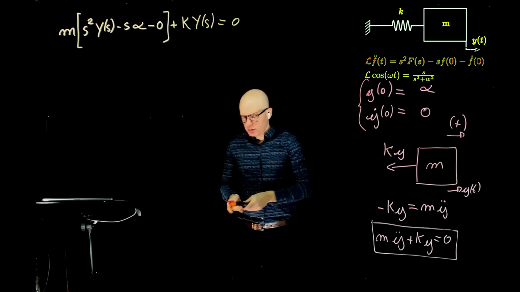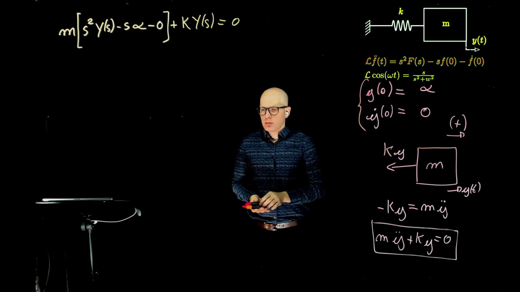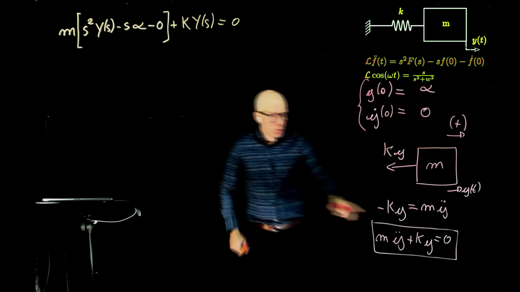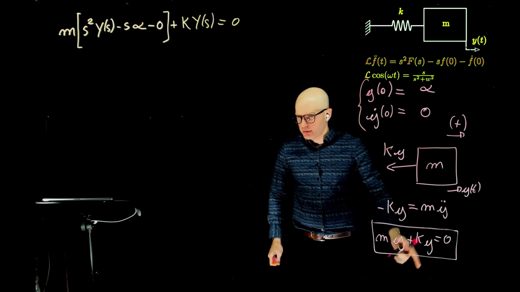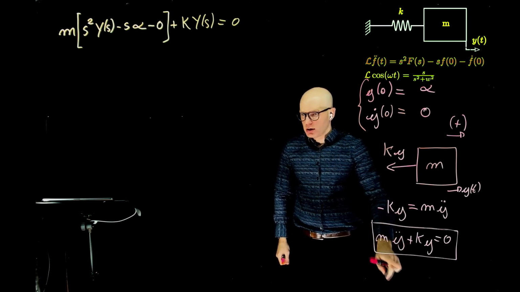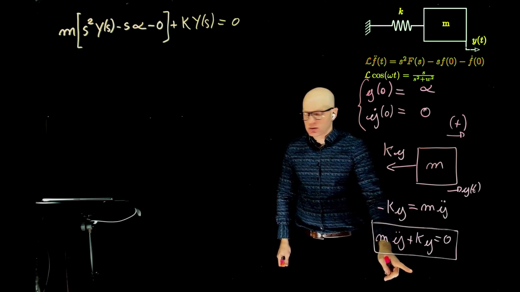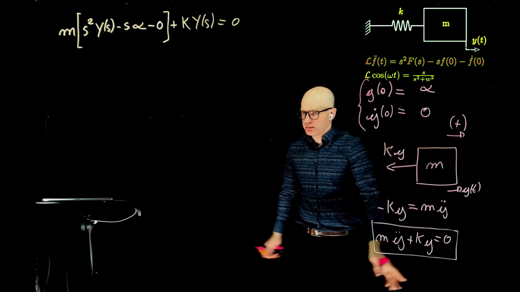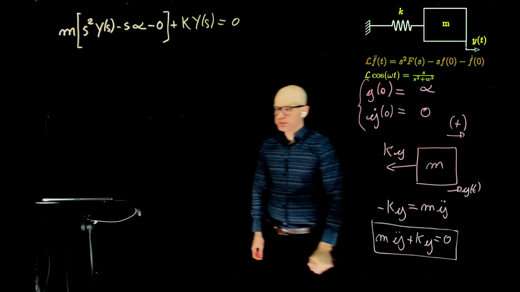Professor, could you please explain why here the equation y equals y of s? Right, so y of t becomes y of s. The variable that is y in time just becomes y of s. We are shifting time to frequency. That's all. Okay. Thank you.